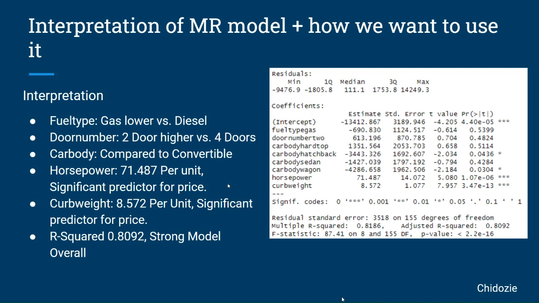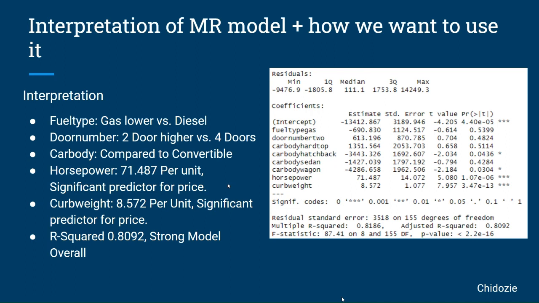For horsepower, there were no sub-variables, so this is a continuous variable. So on this one, we're showing that per every unit increase in horsepower, the increase in price is 71.487, and for curb weight, per every unit increase in curb weight, the increase in price is 8.572.